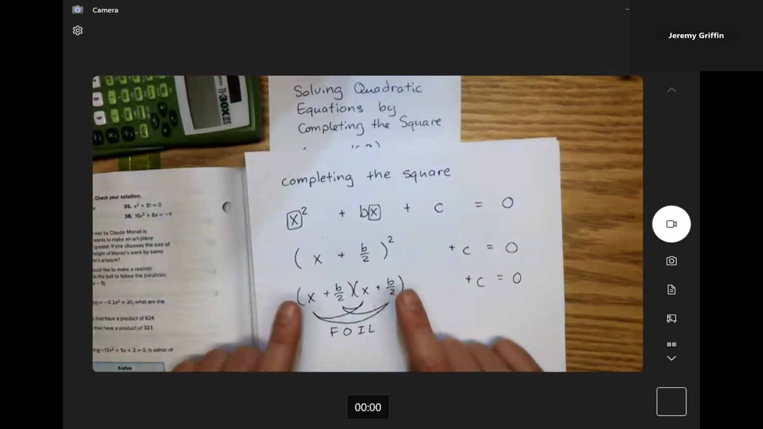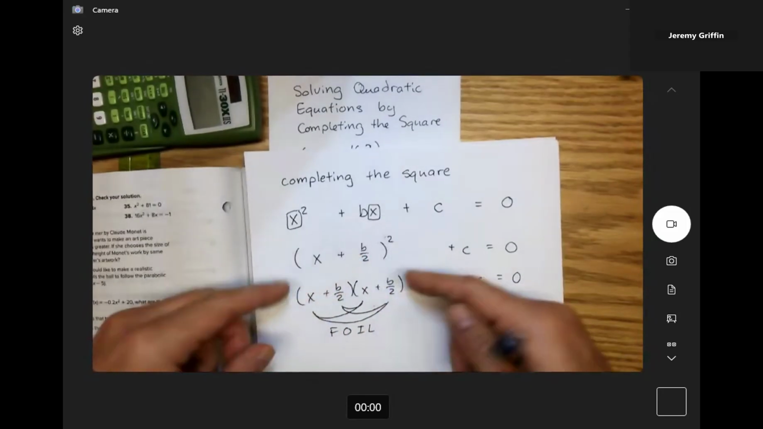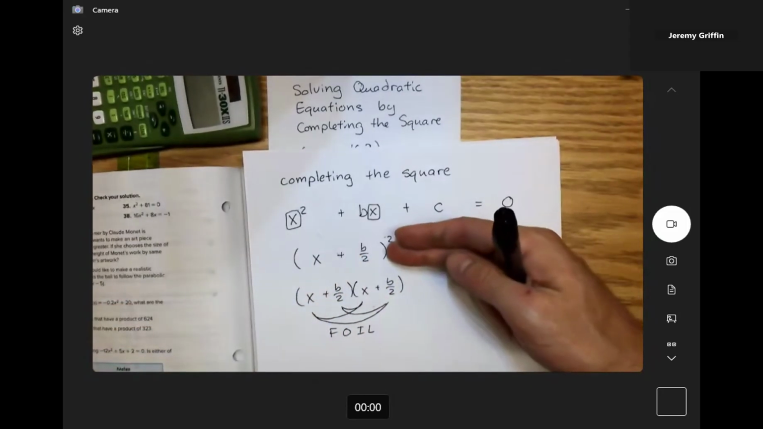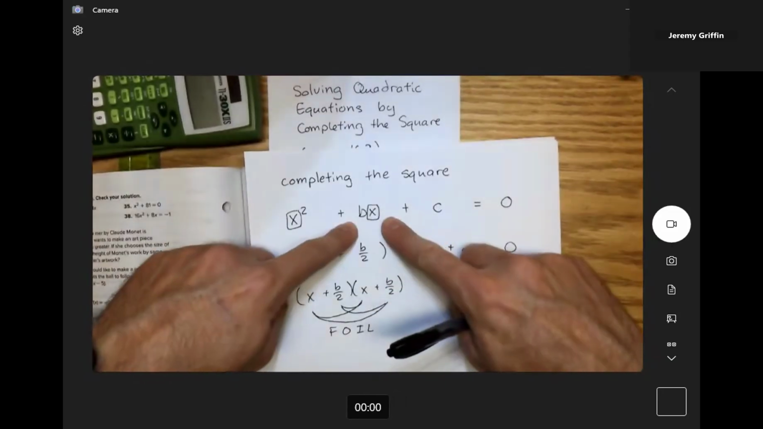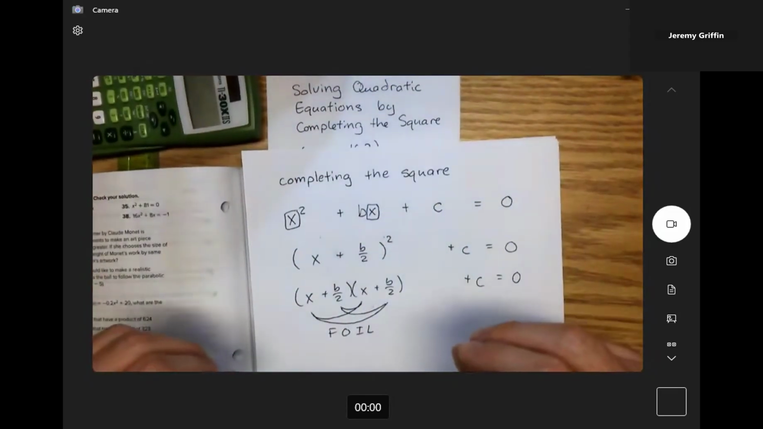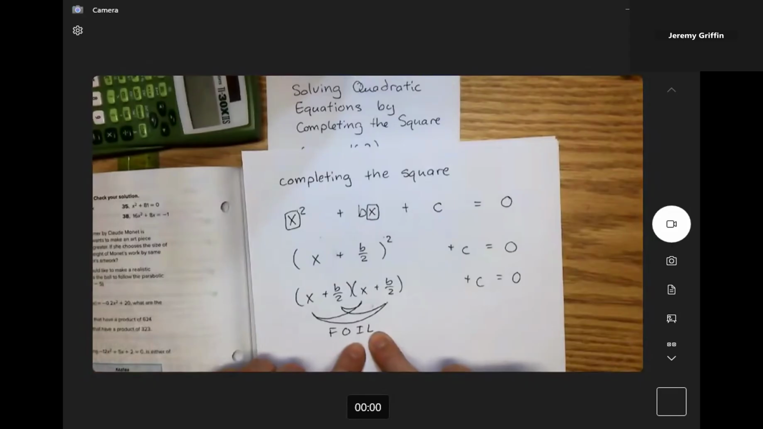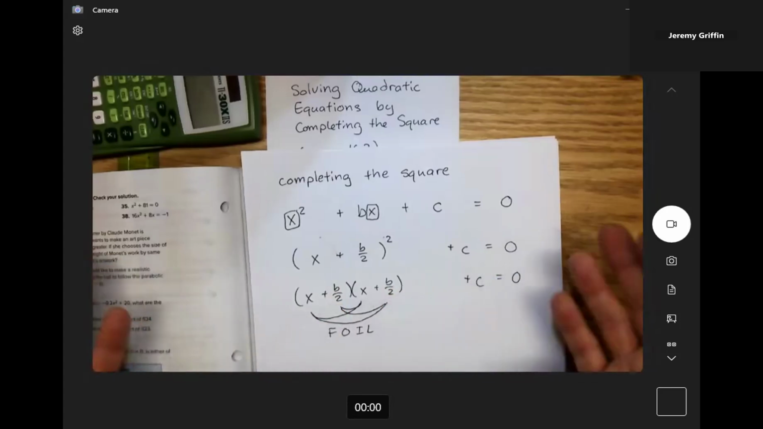Now, x times b over 2 plus x times b over 2, that gives you bx. So that's why that works. Where did I get the b over 2 from? The outside and inside terms add up to the original bx term. But here's the catch: what about this last term? Isn't that b over 2 times b over 2? That would be b squared over 4, and it's excess. We don't really want that.